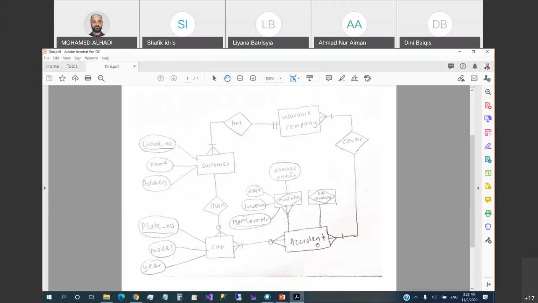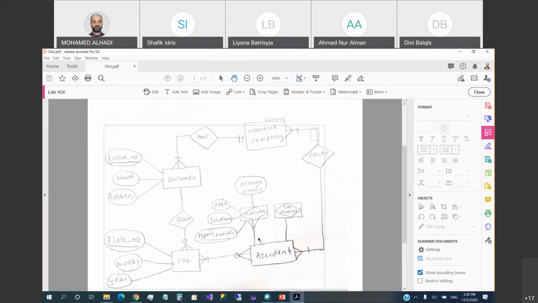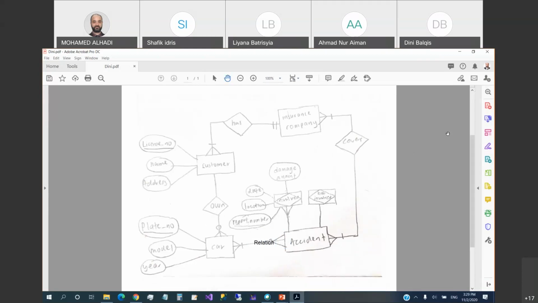So here customer, car, then accident is an entity. Then two entities are connected together through one line, right? So this is totally wrong. Why? Because we cannot have two entities connected using one line like that. The relation is supposed to be at the middle here. So here we are supposed to have a relation, right? Also, this relation is not correct because the relation cannot have only one side of it. The relation is supposed to be at the middle between two entities. Okay, is that clear, Dini?